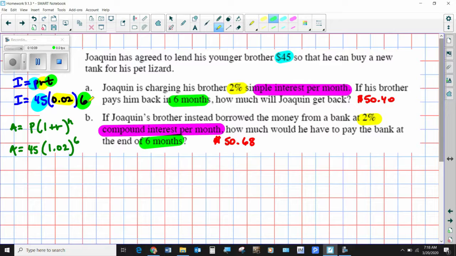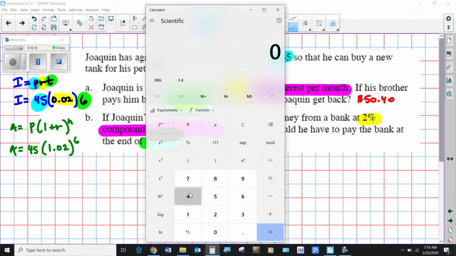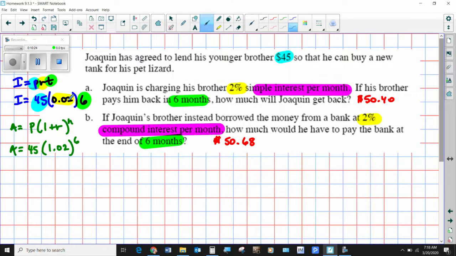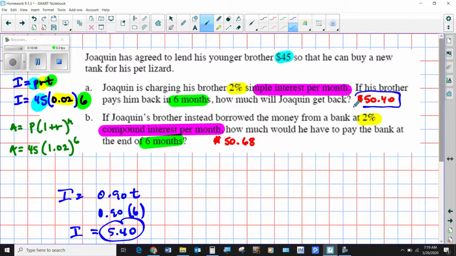So you multiply everything together, and let me go ahead and work this out in blue. 45 times 2%. I wonder what 2% of 45 is. 45 times 0.02 is 90 cents. So that means that this is 90 cents per month. And then for 6 months, put in the 6 here, times 90 cents, and that's going to be $5.40 is the amount of the interest alone. So you take this, and they're saying how much will Joaquin get back? Well, he's going to get back his $45 plus the additional $5.40, which is how you get $50.40 here.